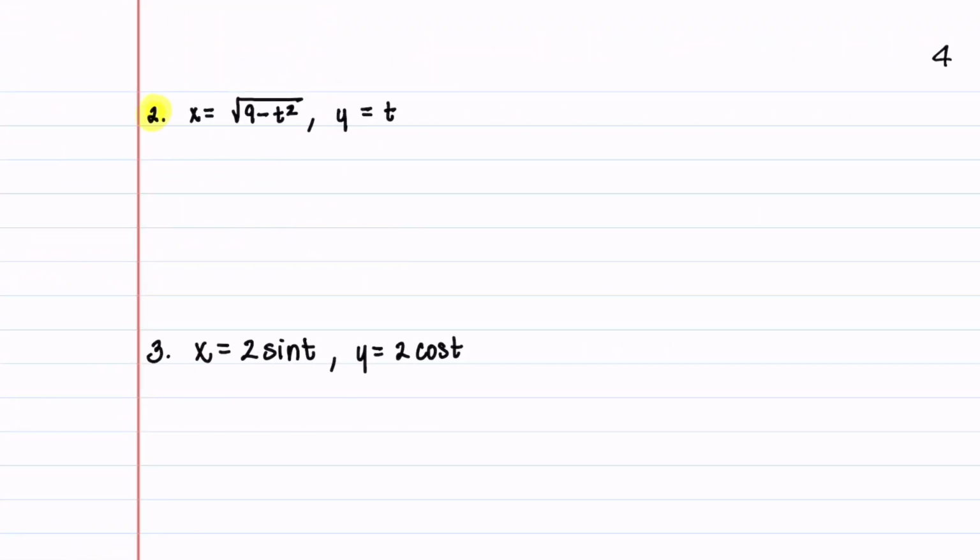In our second equation, x is equal to the square root of 9 minus t squared, and y is equal to t. Since y is already equal to t, we'll substitute this directly into our equation for x. X then becomes the square root of 9 minus y squared.